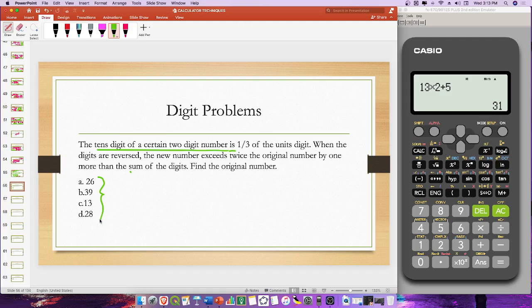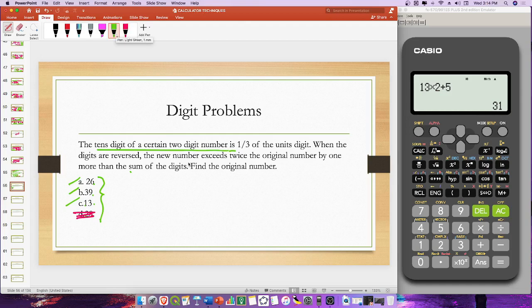So 2 is 1/3 of 6, right? So this is correct. 3 is 1/3 of 9. That's correct. 1 is 1/3 of 3. Correct. 2 is 1/3 of 8? No. So this is wrong, and we need to eliminate this. That is not the possible answer. Okay, now we go to the second statement.